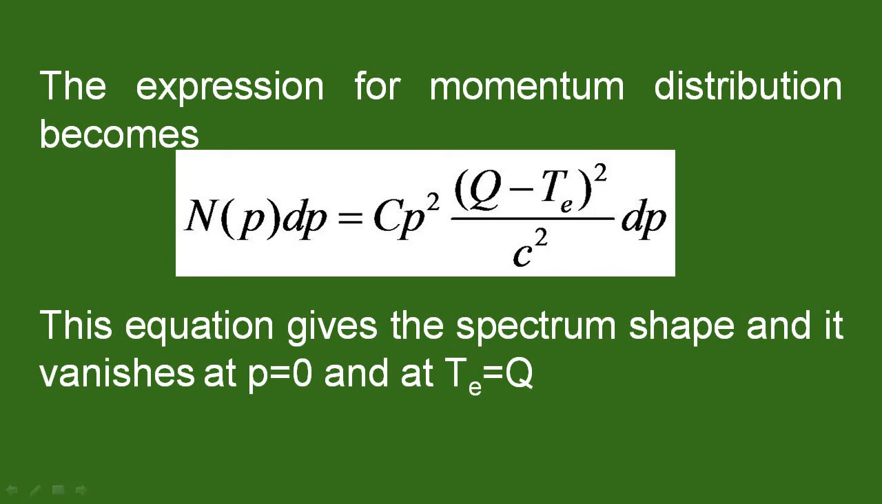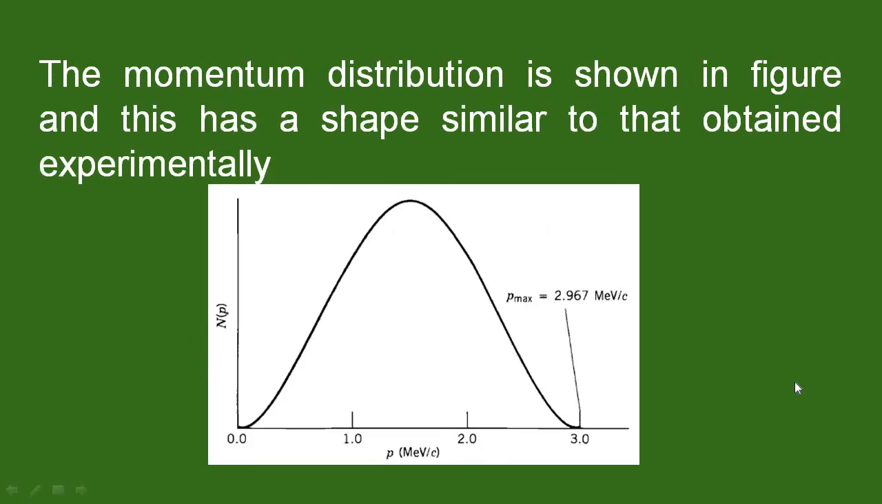This equation gives the spectrum shape and it vanishes at p equal to 0. That means if p is equal to 0, this equation is 0, that means the number of electrons with the momentum p as 0 is 0. And also at TE equal to capital Q, you can see that when Q is equal to T, this is 0. That means n(p)dp is 0 at p equal to 0 and at TE equal to Q. The momentum distribution is shown in the figure, and this has a shape similar to that obtained experimentally.